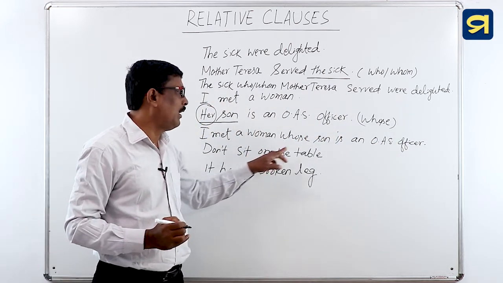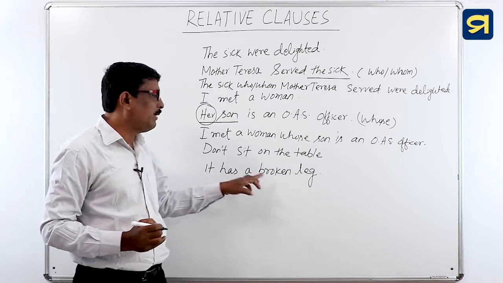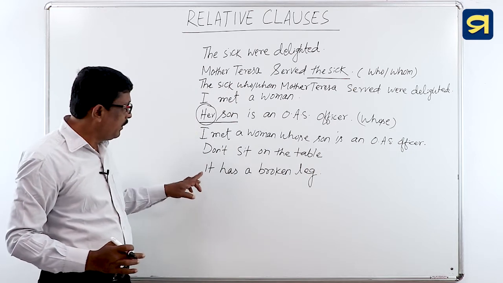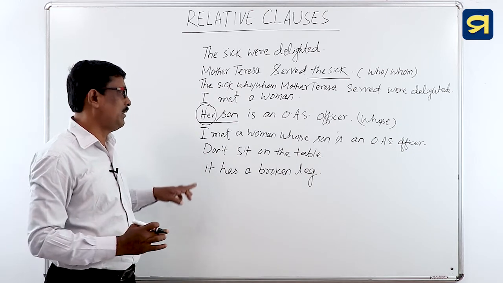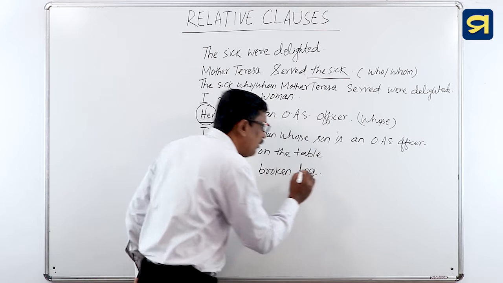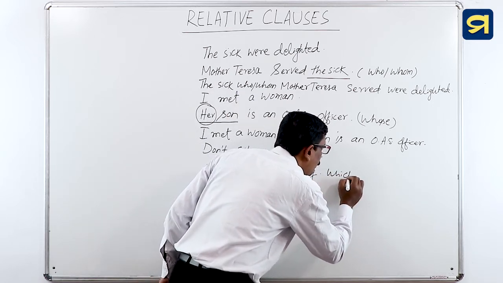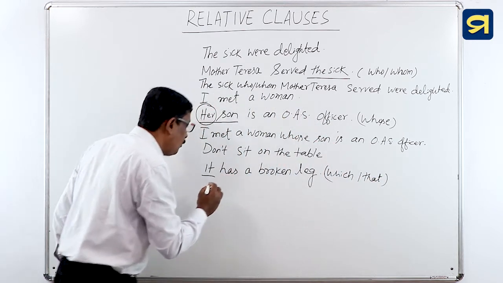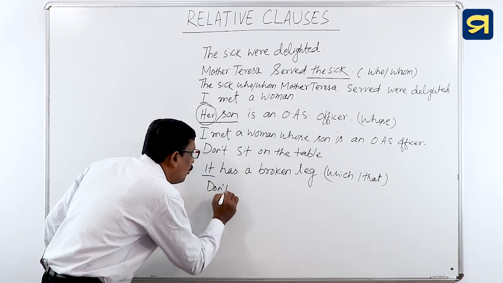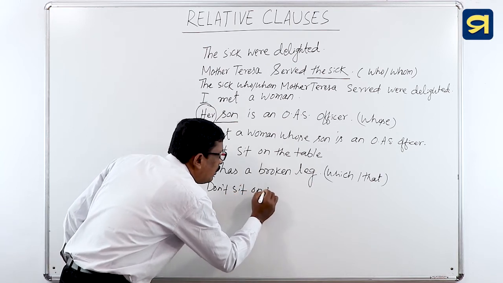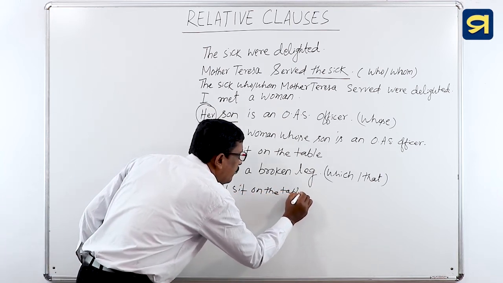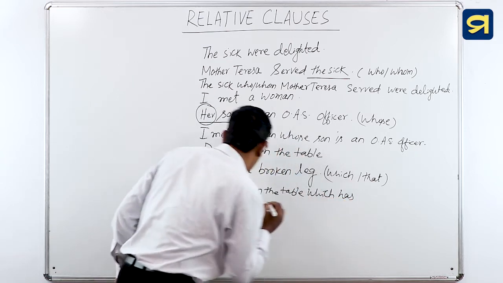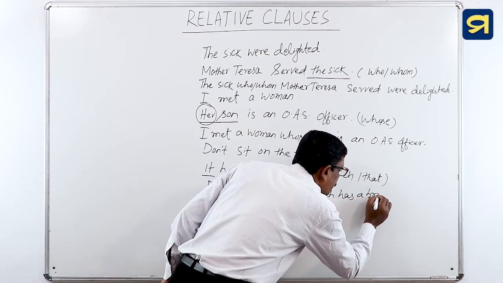Don't sit on the table. It has a broken leg. In the first sentence, the table links with it. Here it is the subject. So the relative pronoun which or that will be used. Now we will combine the two sentences. Don't sit on the table which has a broken leg.